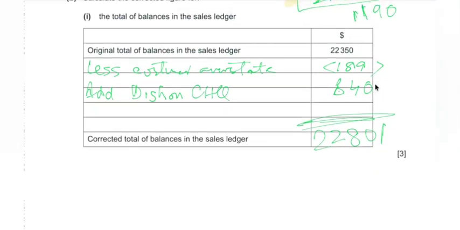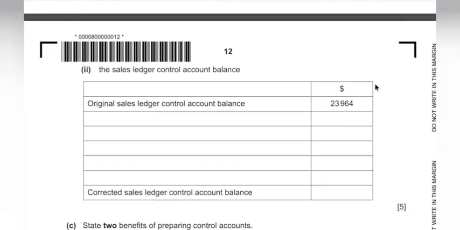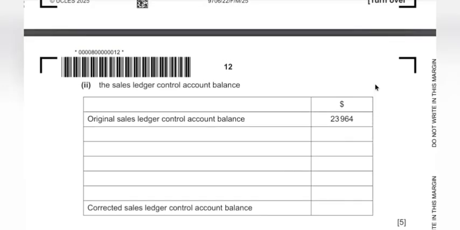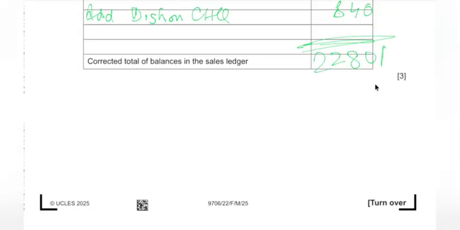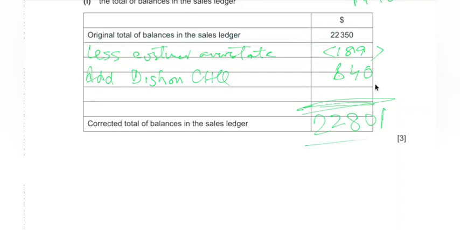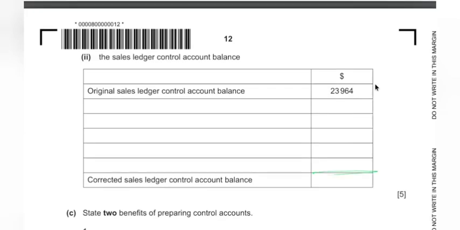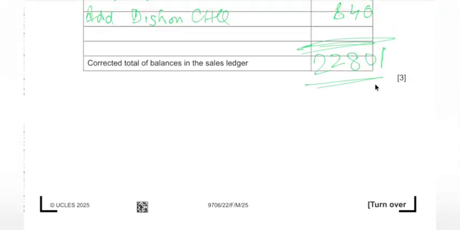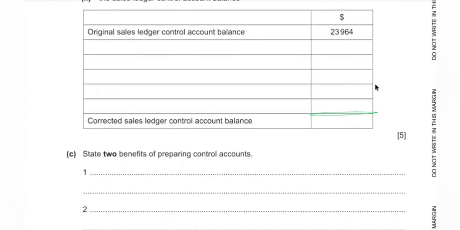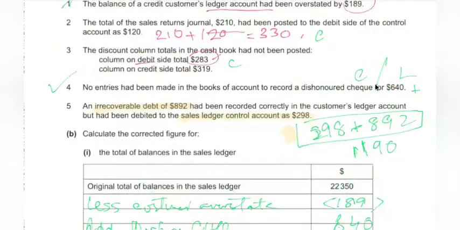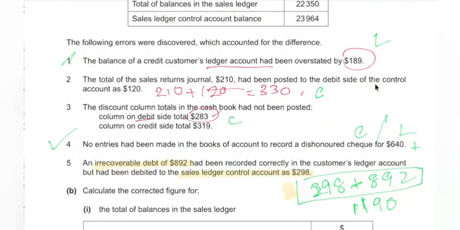Okay guys, so now in the next part we have to make the sales ledger control account balance updated. Now keep this in mind that this is a question where you can check whether you have done it correctly or not, because these both balances should be the same. So once we do all this working, this should be same as 22801. So it's a good thing if you just write this over here. That will be easier for us to check when we put down all these values. Now just going back to the values that were affecting the control account balance.